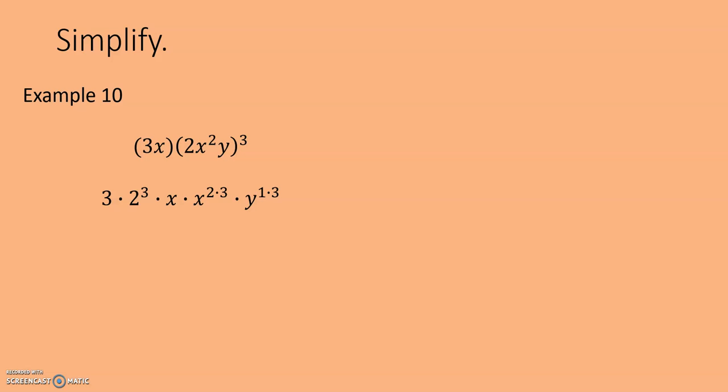2 to the 3rd is 8. 8 times 3 is 24. X times x to the 6th times y to the 3rd. 24, x to the 7th, y to the 3rd.